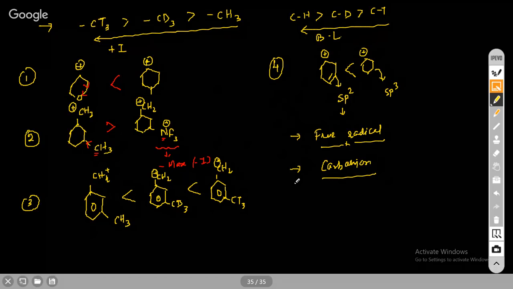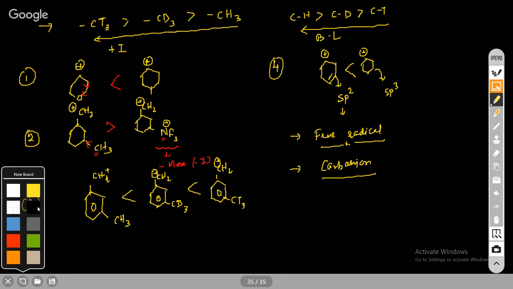Okay, so I'm just skipping these two, free radical and carbanion. Now you see the next one, the acid and basic nature or acidity, we'll discuss first. Acidic nature, right? So any acid you have, suppose HA.